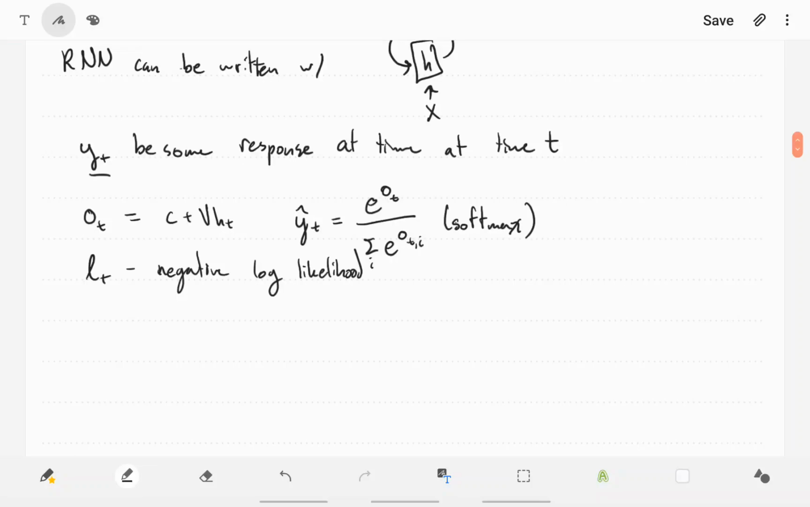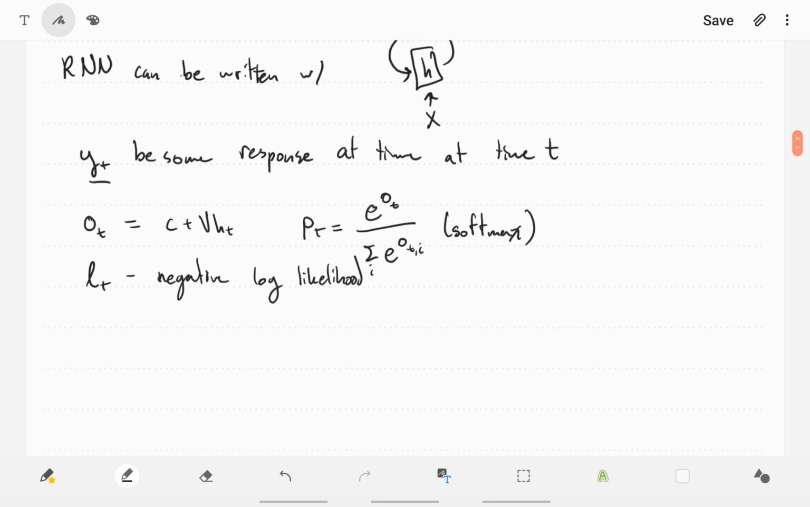Where I left off, O is a linear function of the hidden units, as we're trying to introduce a response variable y sub t into the model. O is going to be a function of our hidden units, and that's going to determine our predicted distribution of y sub t. Let's call this p sub t, our predicted probability at time t for each output. So the output could be another word in the neural machine translation setting.